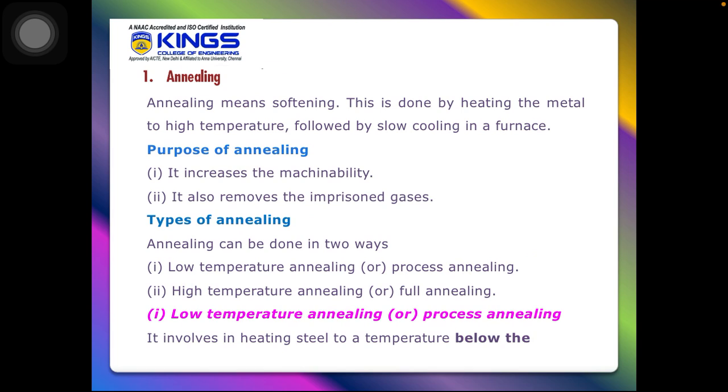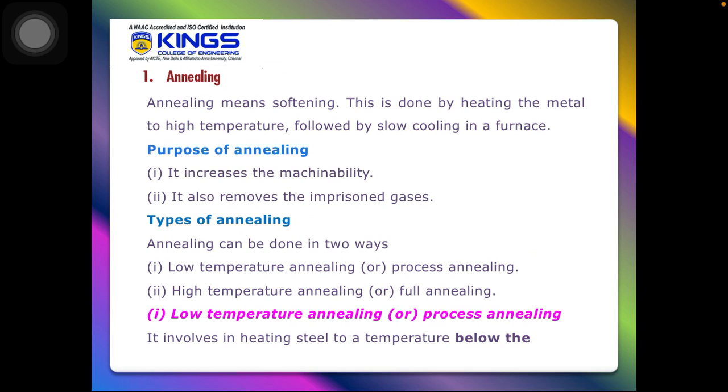Annealing means softening. This is done by heating the metal to a high temperature followed by slow cooling in the furnace. The purpose of annealing is to increase machinability. It removes the imprisoned gases. Types of annealing: low temperature annealing and high temperature annealing. Low temperature annealing is the process annealing. High temperature annealing is full annealing.